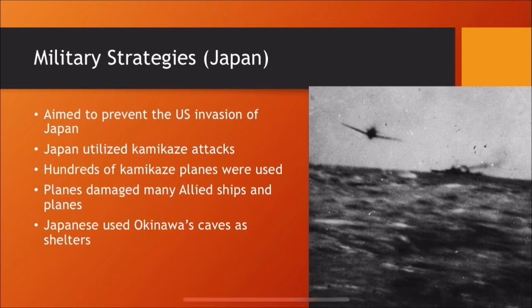The Japanese made use of the caves that were found in Okinawa. They hid in them to shelter and protect themselves from any American or Allied attack. Japan's tendency to be feisty and unwilling to surrender showed with the boldness of the Japanese strategy. The kamikaze planes are a good example of this characteristic.